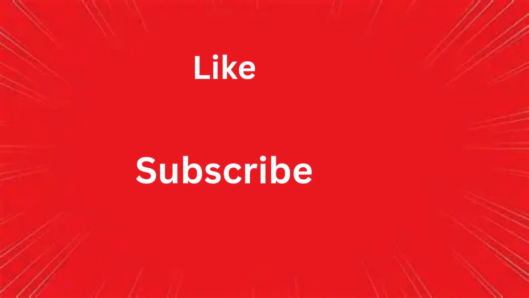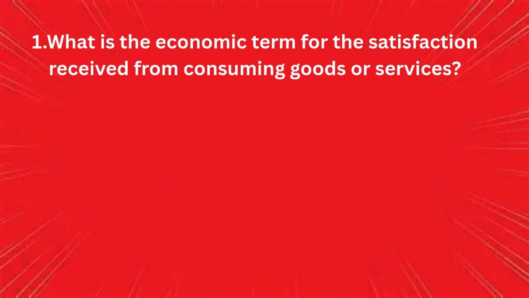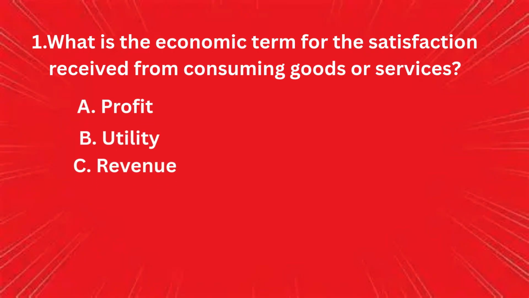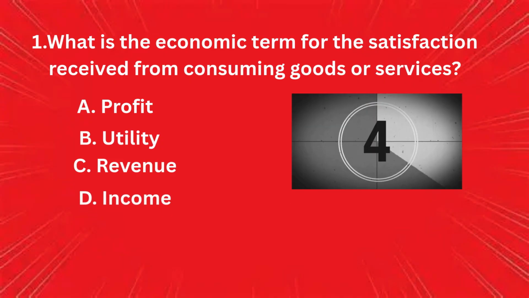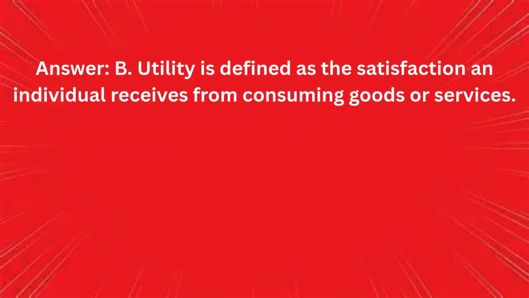1. What is the economic term for the satisfaction received from consuming goods or services? A. Profit. B. Utility. C. Revenue. D. Income. Answer. B. Utility is defined as the satisfaction an individual receives from consuming goods or services.